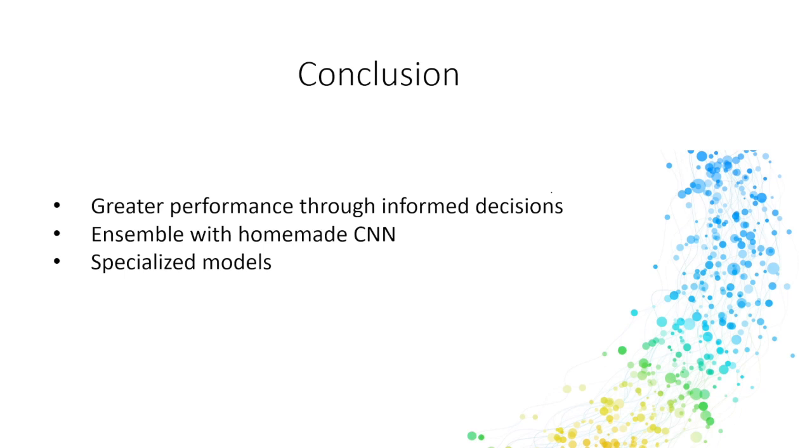Through this project, we were able to achieve our goal of getting greater performance through informed decisions utilizing knowledge from interpretable machine learning methods. In future iterations, it may be interesting to perform a weighted ensemble or majority voting ensemble with multiple iterations of the homemade CNN. It may be worthwhile to see how close in performance the ensemble could get to the Xception pre-trained model.